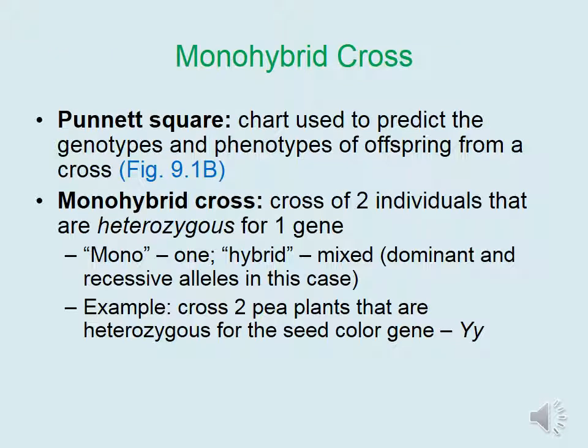A Punnett square is a chart used to predict the genotypes and phenotypes of offspring from a cross. A monohybrid cross is a cross of 2 individuals that are heterozygous for one gene. Mono means one, referring to the one gene, while hybrid means mixed. This refers to the heterozygous parents having one dominant and one recessive allele. The example we're going to look at is crossing 2 pea plants that are heterozygous for the seed color gene.